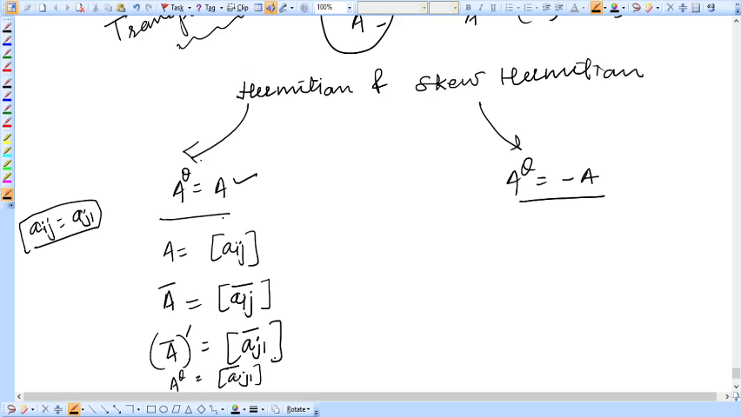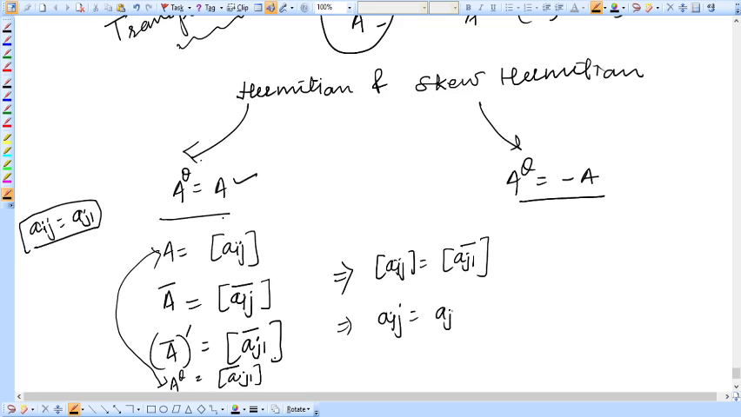So since this is nothing but A theta, A theta is equal to aji conjugate. Since for a Hermitian matrix these two things are equal, we can say this implies aij is equal to aji conjugate. Comparing, we get aij is equal to aji conjugate, right? So this is the property of a Hermitian matrix. Alternatively you can write it as aji is equal to aij conjugate. So this is the main property of a Hermitian matrix, and if you are asked to prove it, you prove it as it is.